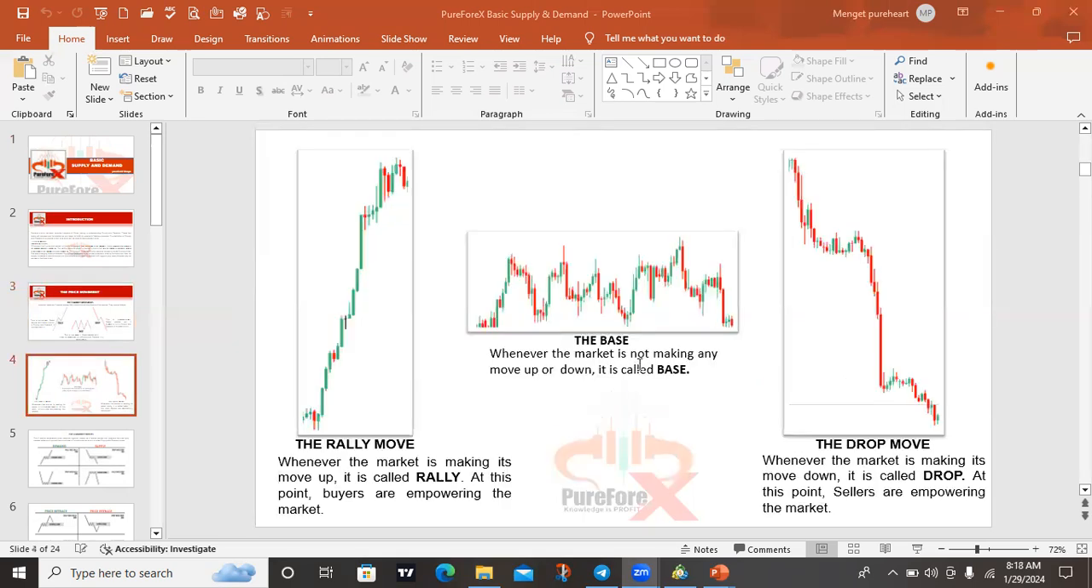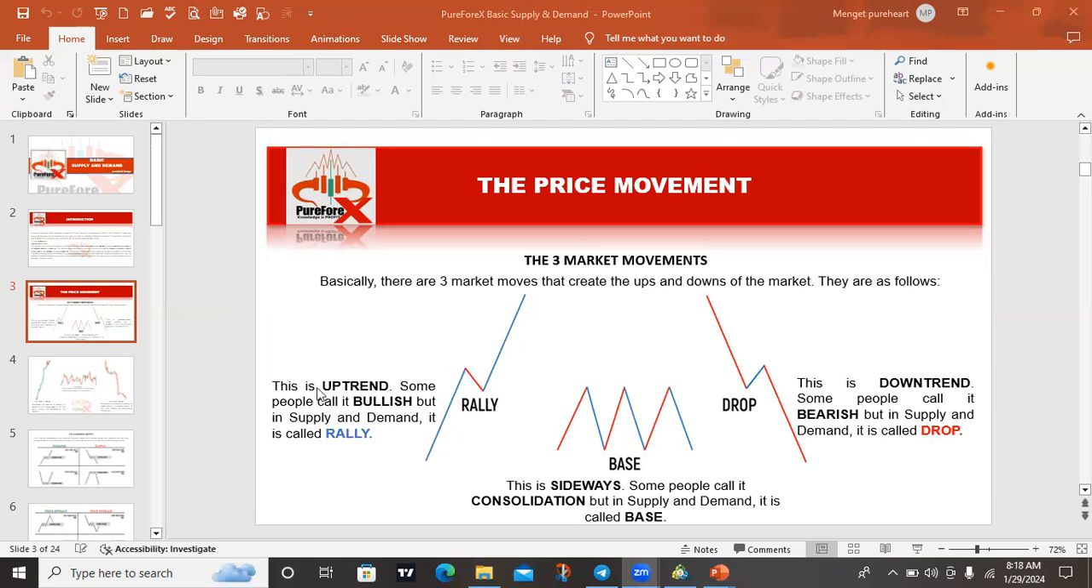But in supply and demand terminology, a bullish trend, the uptrend, we call it bullish, but in supply and demand, it is called rally. In a downtrend, we call it bearish, but in supply and demand terminology, it is called drop. So when somebody says the market is bullish, and someone says the market is rallying up, they are saying the same thing. It's just that the other person is using supply and demand terms. We have a consolidation, but in supply and demand, it is called the base.